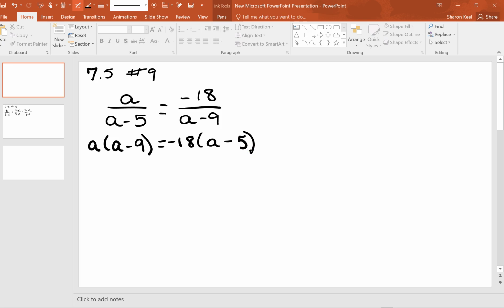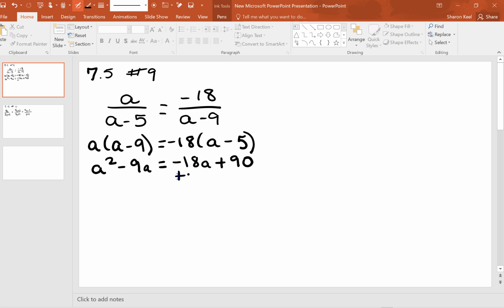Okay, so what we're going to do is we're going to begin by distributing. So we have A squared minus 9A. And then on the other side, we have minus 18A. And then we're going to do negative 18 times negative 5. And that's going to give us a plus 90. Okay, so all I did was cross multiply diagonal and diagonal. Once I distributed here and here, then this is what I now have.